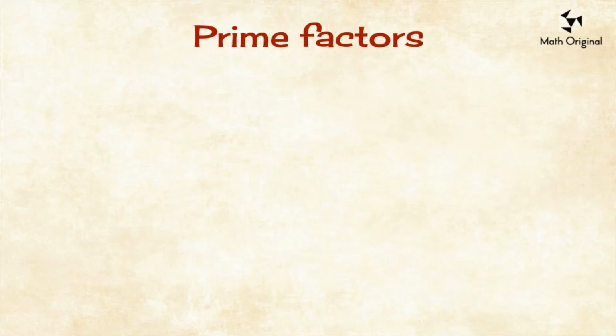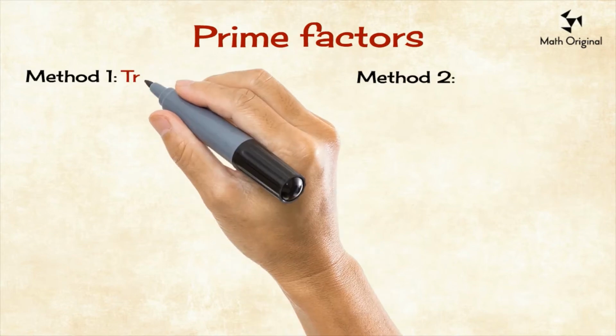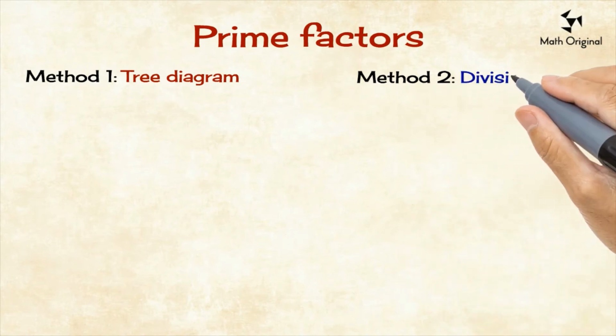What are prime factors? Prime factors are the factors of a number that are also prime numbers. So, how to find the prime factors of a number? We can use two types of methods, the tree diagram and the division method.